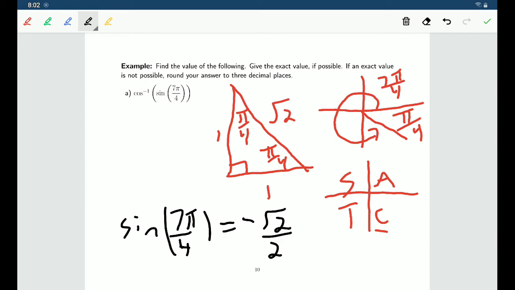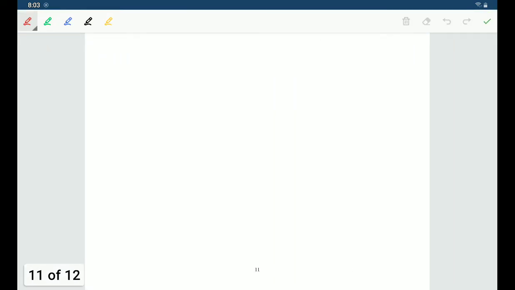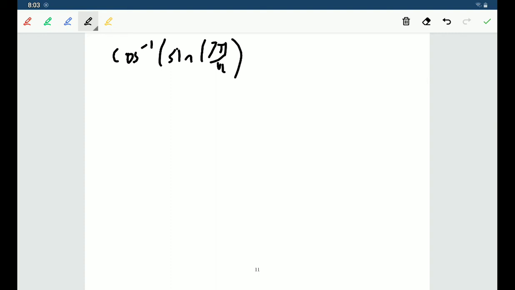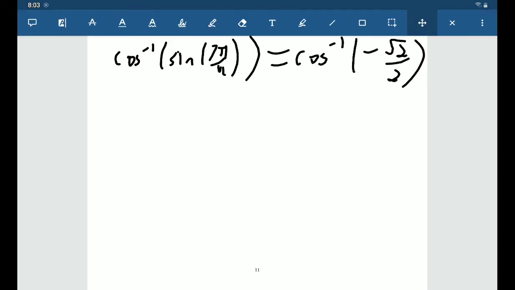So I've evaluated the inside function. I know now sine of 7 pi over 4 is negative root 2 over 2. So the thing that we're looking for, cosine inverse of sine of 7 pi over 4, is the same thing as, oops, not enough brackets. There we go. It is the same thing as cosine inverse of negative root 2 over 2. Okay, so now we just have to evaluate that inverse trig function. What is cosine inverse of negative root 2 over 2?